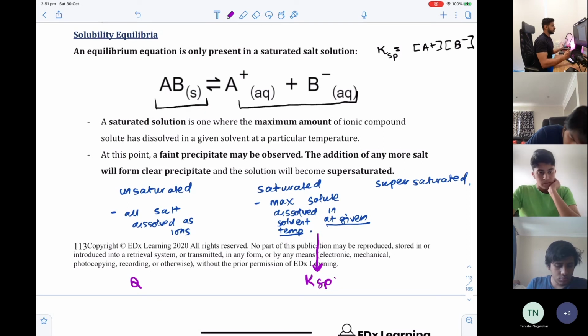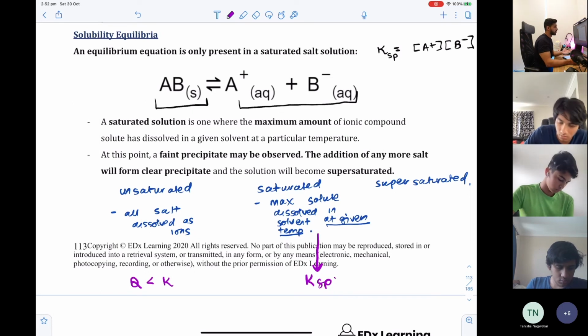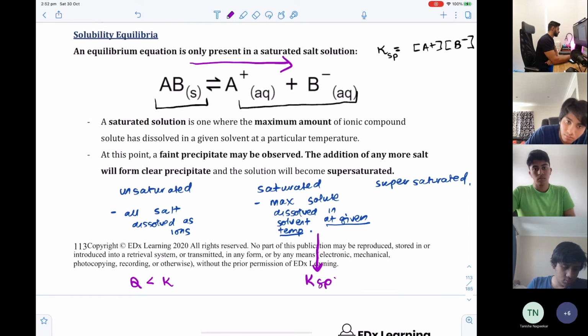Now, SP, as I told you all, is solubility product, and it just refers to solutions of salts, right? So when it is unsaturated, we call it Q. And in this case, we'd say Q is less than K. That makes sense, right? We still haven't reached equilibrium yet. The forward reaction is still going to be favored, or more ions can still dissolve.